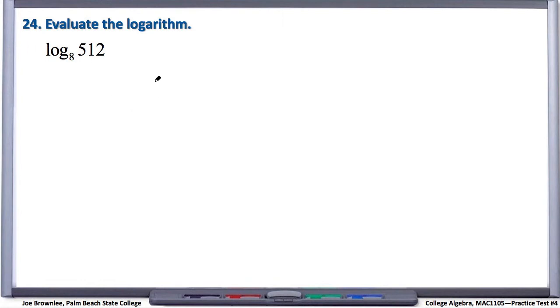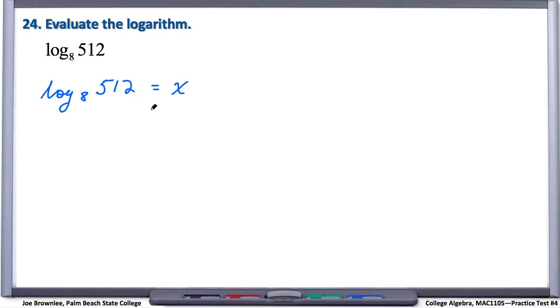Number 24, evaluate the logarithm. We have log base 8 of 512, and just like before, we're going to take our logarithmic expression and set it equal to x, and so now we have ourselves an equation. We have a logarithmic equation.